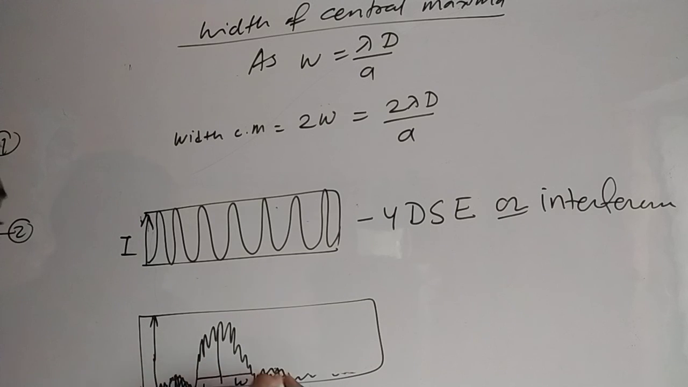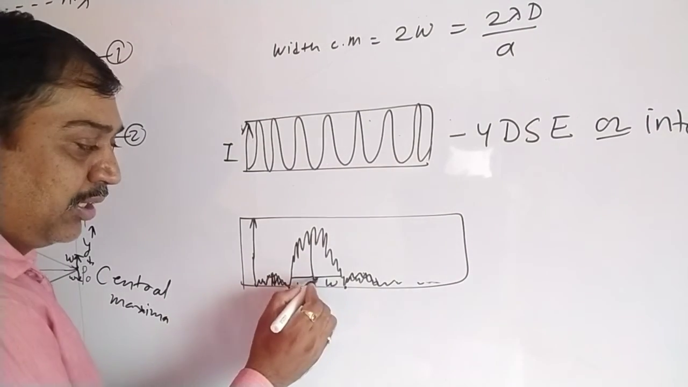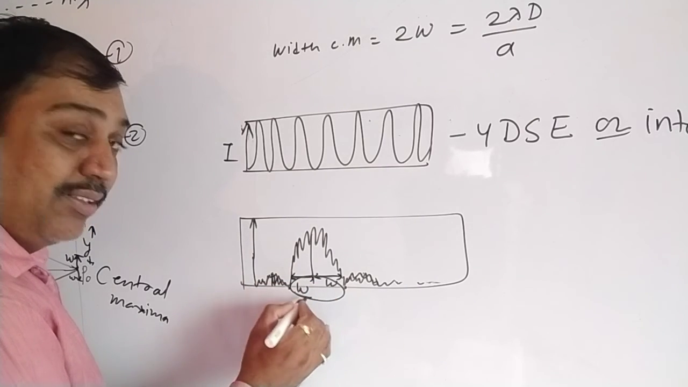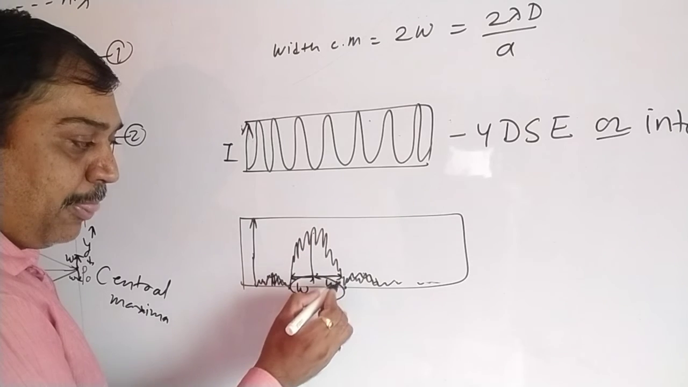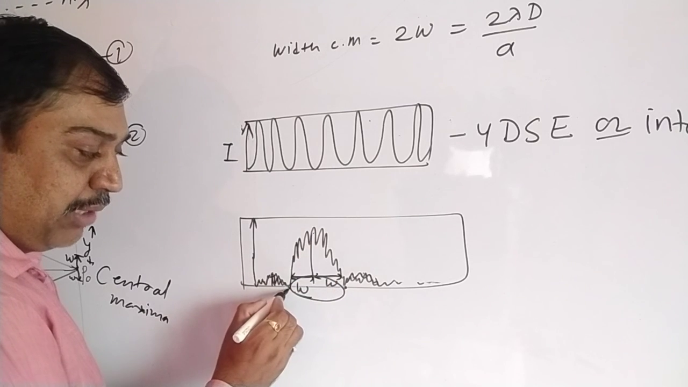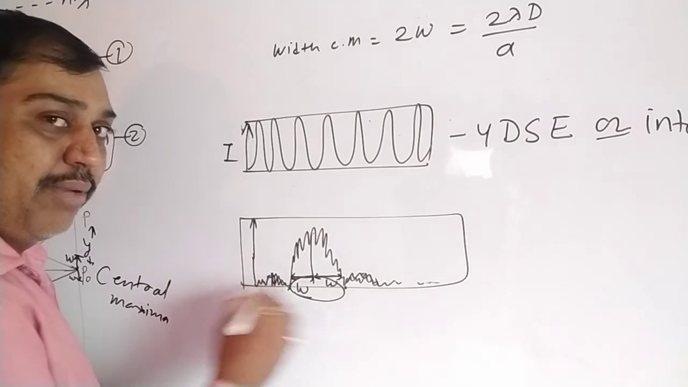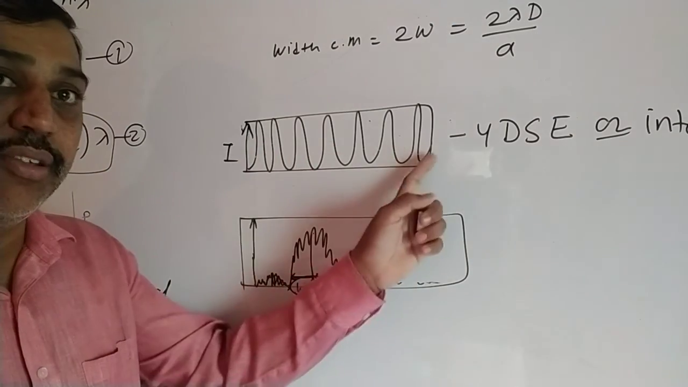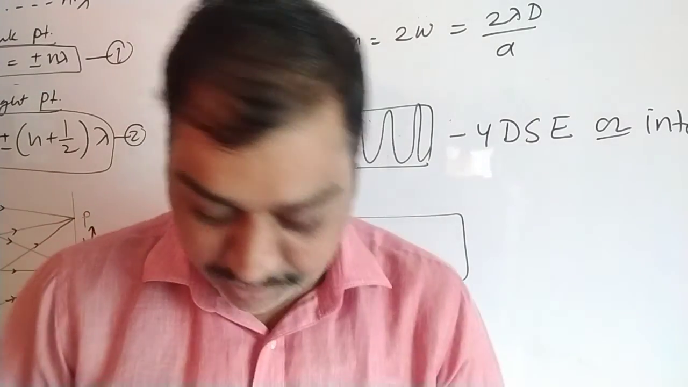Here the intensity is continuously changing in case of diffraction. This is W to the right side, this is W to the left side. That's why we have taken twice W as the width of central maxima, W plus W. So this is the central maxima, first minima to the right and left, first secondary maxima to the right and left. From these two we can say, in case of interference, intensity is throughout constant. In case of diffraction, intensity changes, and that is the difference.